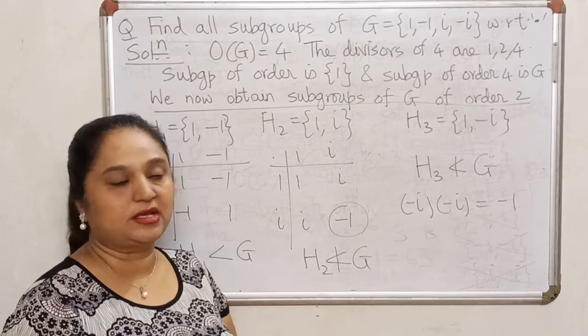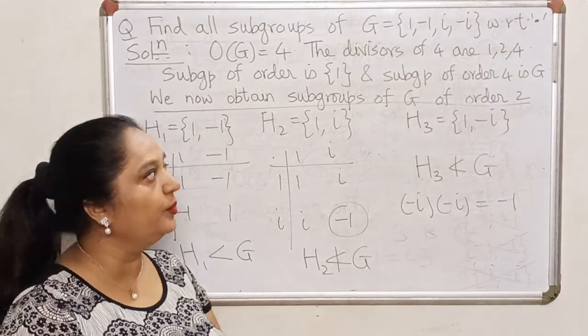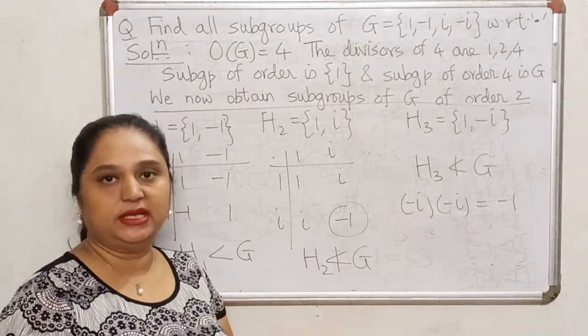So that's how we find all subgroups of a finite group. We'll continue with such examples in the next lecture.